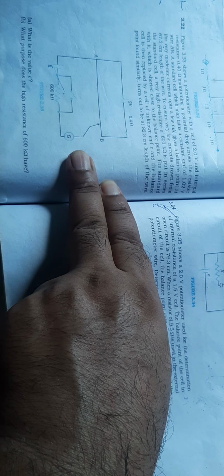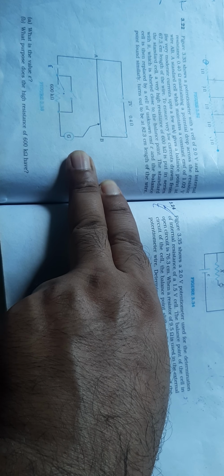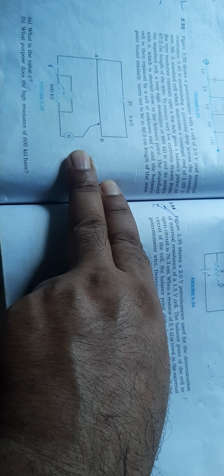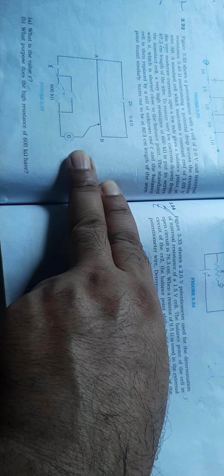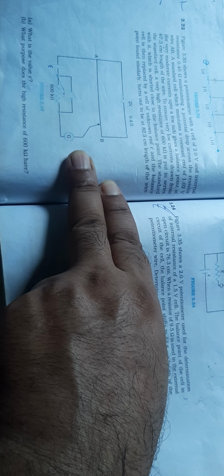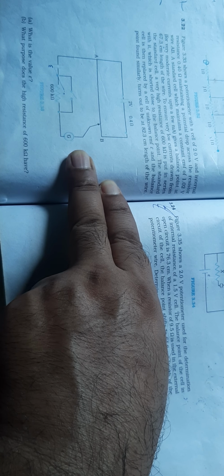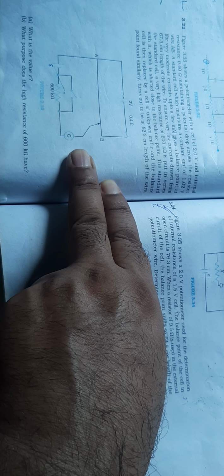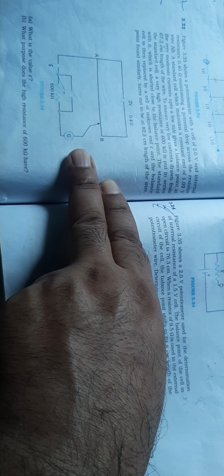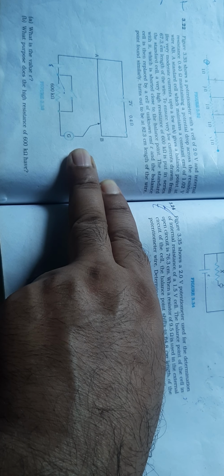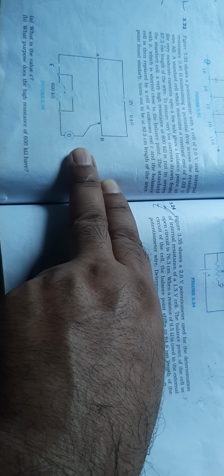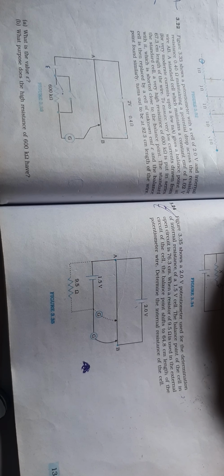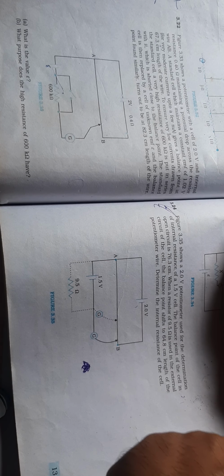A standard cell which maintains a constant EMF of 1.02 volt for very moderate currents up to a few milliampere gives a balance point at 67.3 centimeter length of the wire. To ensure very low currents drawn from the standard cell, a very high resistance of 600 kilo ohm is put in series with it, which is shorted close to the balance point. The standard cell is then replaced by a cell of unknown EMF E and the balance point found similarly turns out to be at 82.3 centimeter length of the wire.